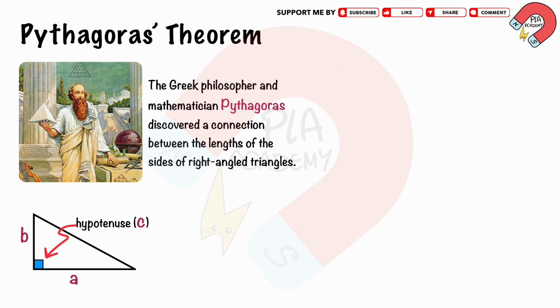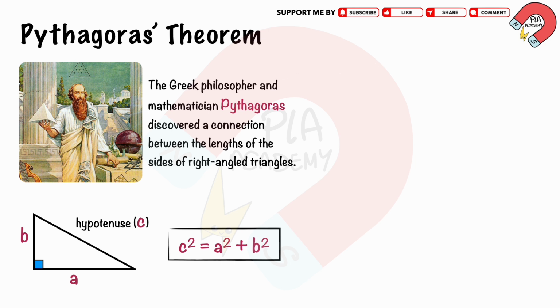Pythagoras' theorem states that in a right-angled triangle, the square of the hypotenuse is equal to the sum of the squares of the other two sides. C squared equals A squared plus B squared. There are many elegant proofs of Pythagoras' theorem.